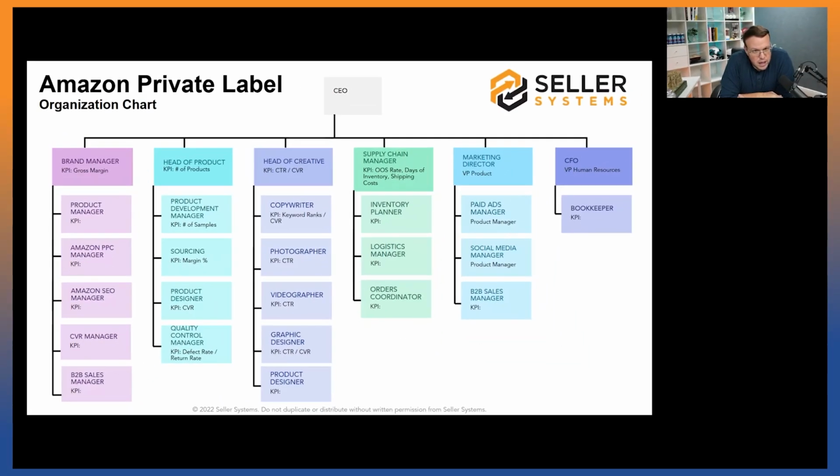Now we've got some KPIs in here for you, but we need to think about what are the different divisions in our company. So if you need to start laying this out yourself, if you didn't have this in front of you, you would just think about what is it that you do every day? What are the tasks that you have to do in order to launch, grow, manage a product on Amazon, and then eventually a series of products.